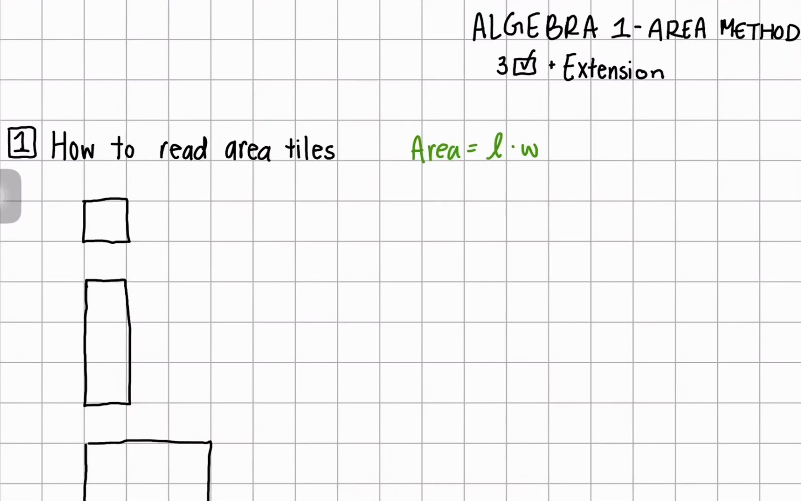Today we will be reviewing the area method of solving expressions. So the first thing we want to do is make sure that we can read area tiles. Now, if we recall correctly, the formula for area is length times width. So if we look at this first area tile, we can say that it has a length of 1 and a width of 1. So my area is 1 times 1, which is 1.